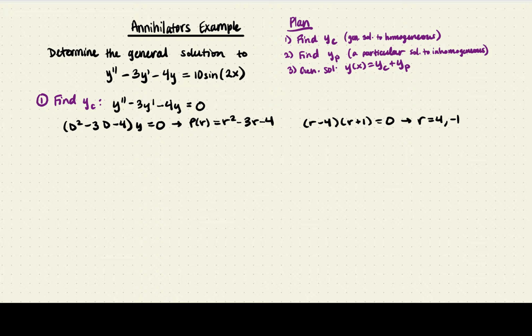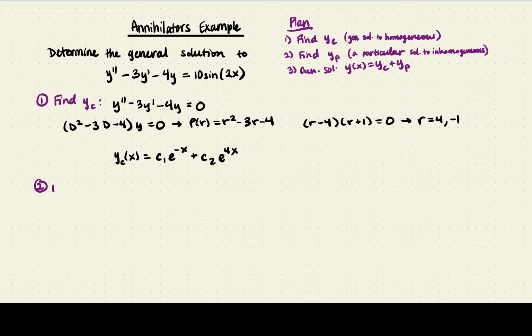The roots of that polynomial are telling me what to put in the exponents of my general solution. So my general solution to the homogeneous problem, or y sub c of x, is c1 e to the negative x, so that's from this negative 1 here, plus c2 e to the 4x. That's from this 4 here. All right, we're going to press pause on this and keep this in mind for later. We're going to move on to step 2.